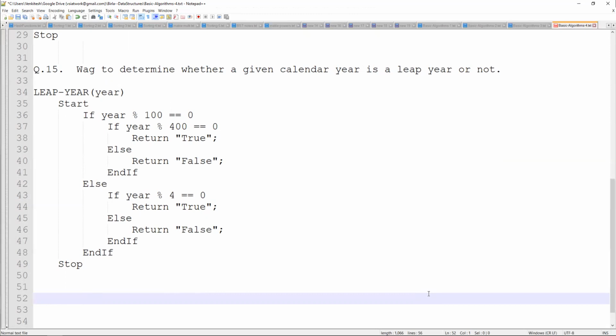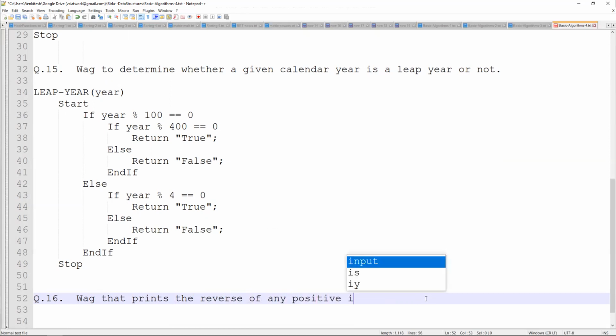So let's do one more algorithm. It's a very simple one once again, which is: write an algorithm that prints the digits in the reverse of any positive integer.